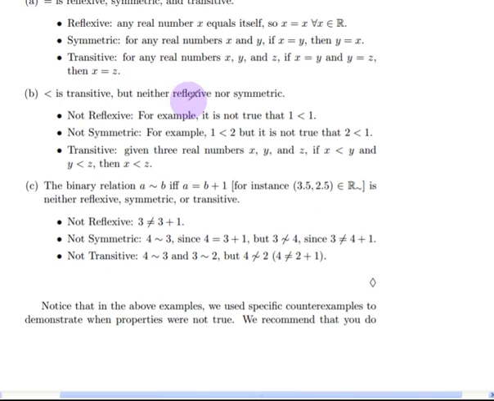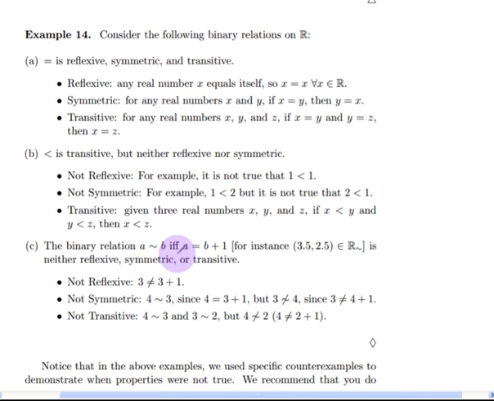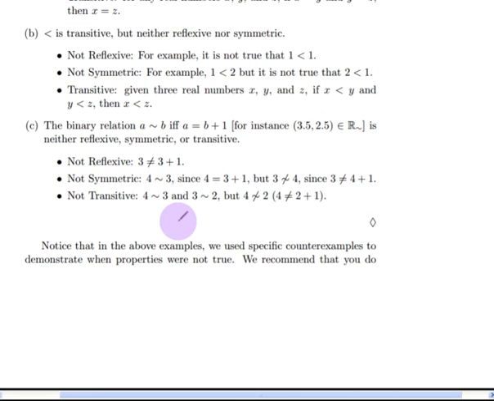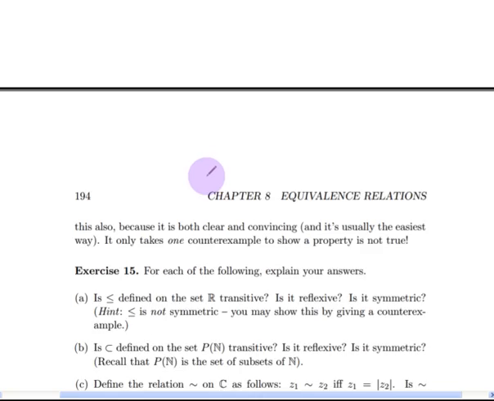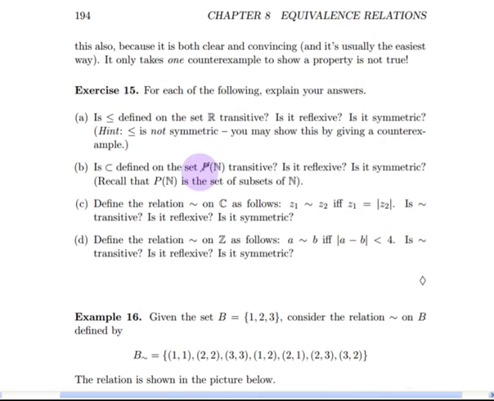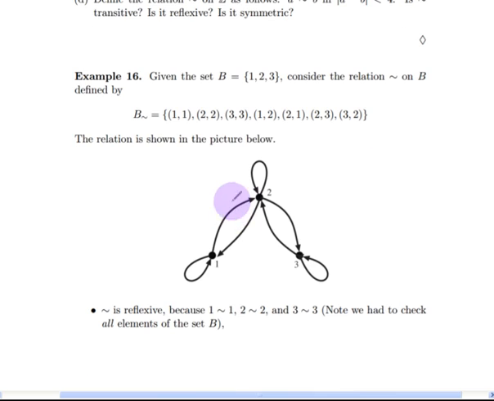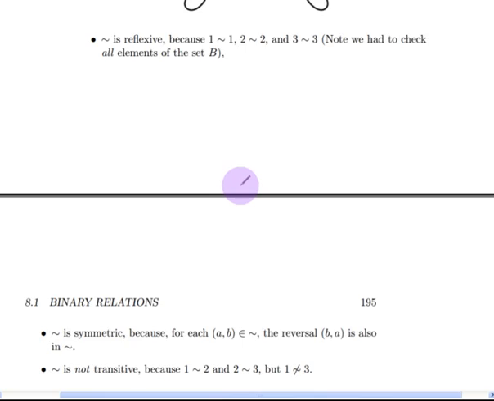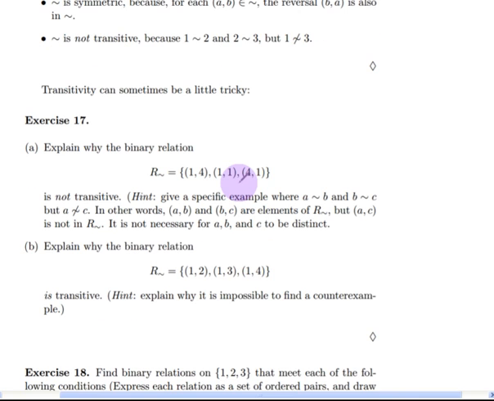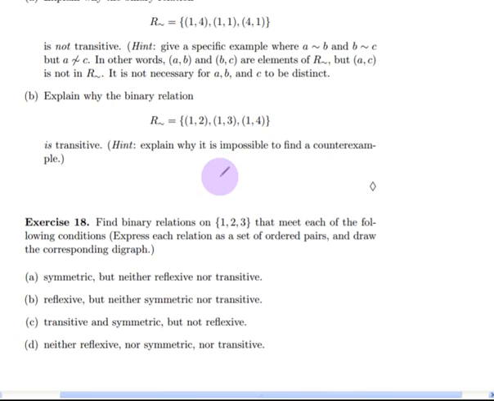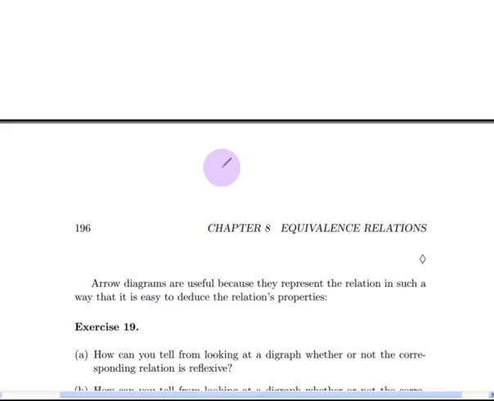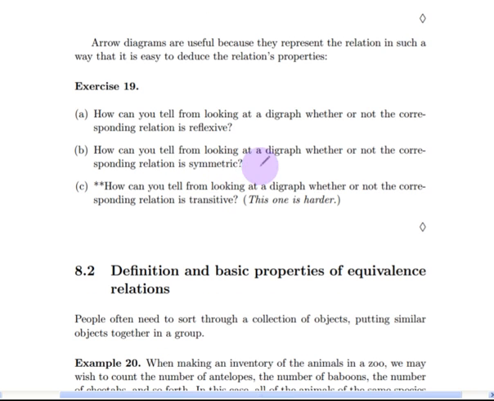Here are some examples of relations where you show explicitly whether they're reflexive or not. That's reflexive, symmetric, and transitive. So you get several exercises. You can do that also with another arrow diagram, and there are many more examples of this.